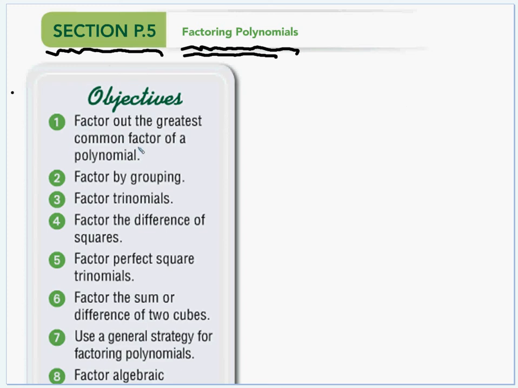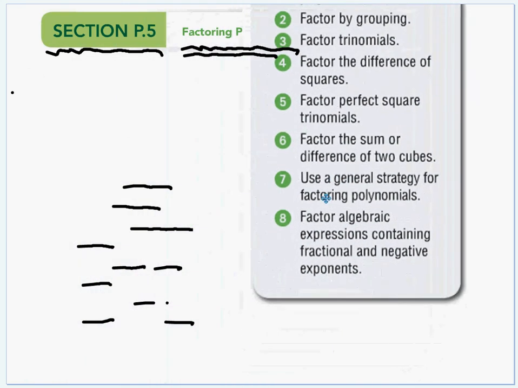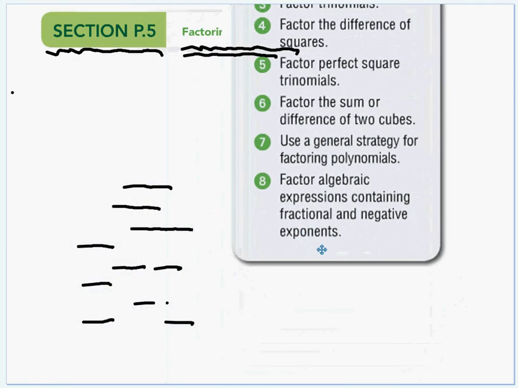We're going to factor out greatest common factors. We will factor by grouping. We will factor trinomials, factor the difference of two squares, factor perfect square trinomials, factor the sum or difference of two cubes, and come up with a general strategy to factor polynomials. And the last one down there, factor algebraic expressions containing fractional and negative exponents.